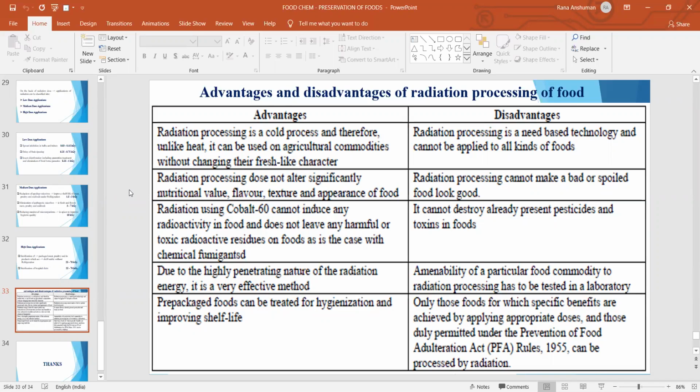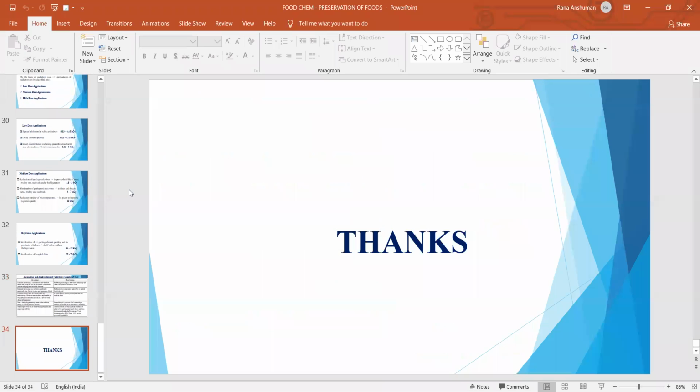Due to the highly penetrating nature of the radiation energy, it is a very effective method. But the amenability of a particular food commodity to radiation processing has to be tested in a laboratory. Prepackaged foods can be treated for hygienization and improving shelf life, but only those foods for which specific benefits are achieved by applying appropriate dosage, and those duly permitted under the Prevention of Food Adulteration Act rules 1955, can be processed by radiation.